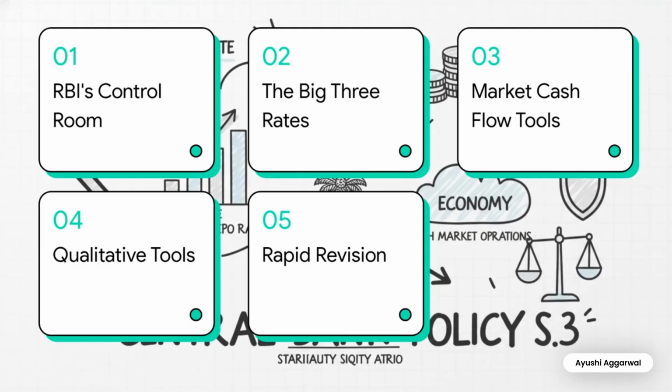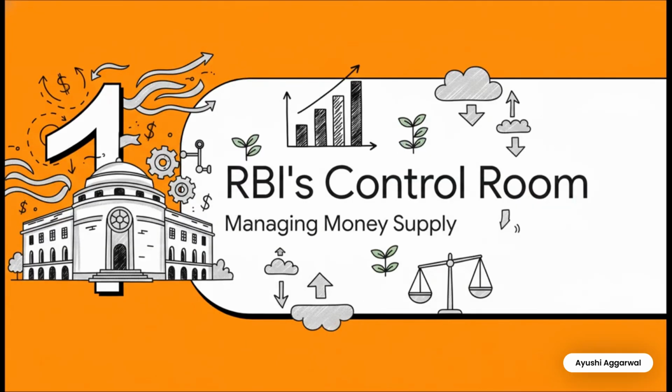Okay, so here's our game plan. First, we'll cover the basics of monetary policy. Then, we'll jump into the big three policy rates. After that, we'll look at how market cash flow is managed. And finally, we'll wrap it all up with a super quick, rapid revision just for your exam. So stick with me.